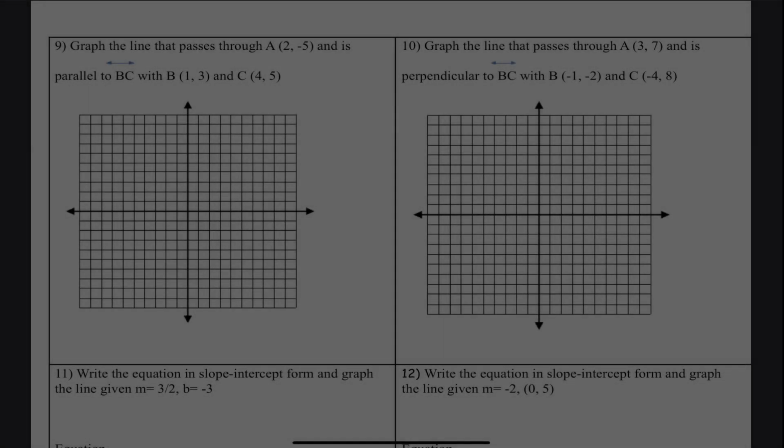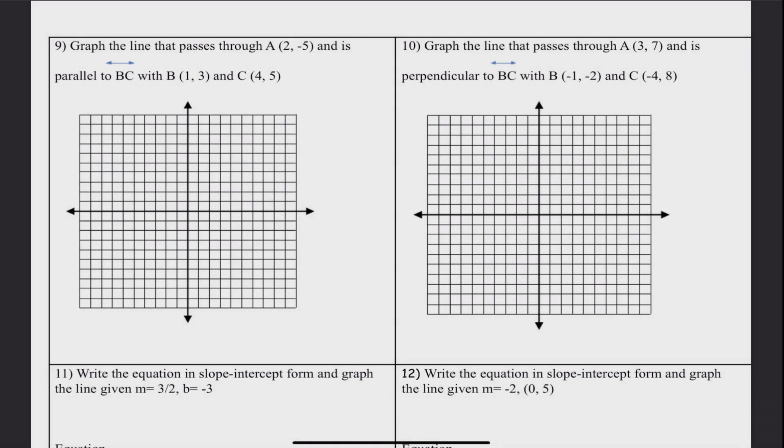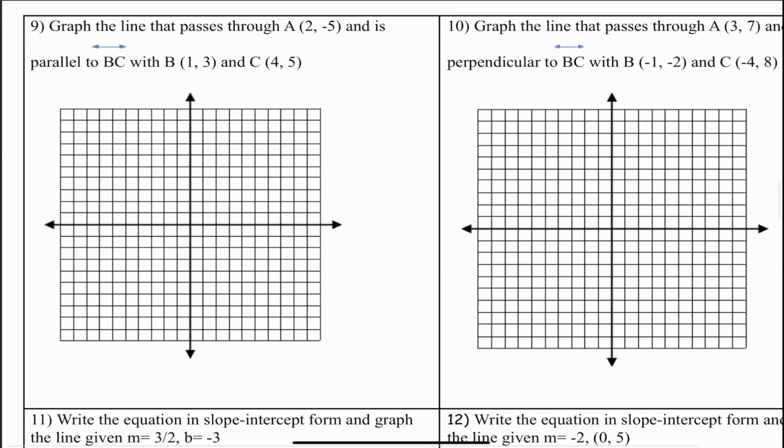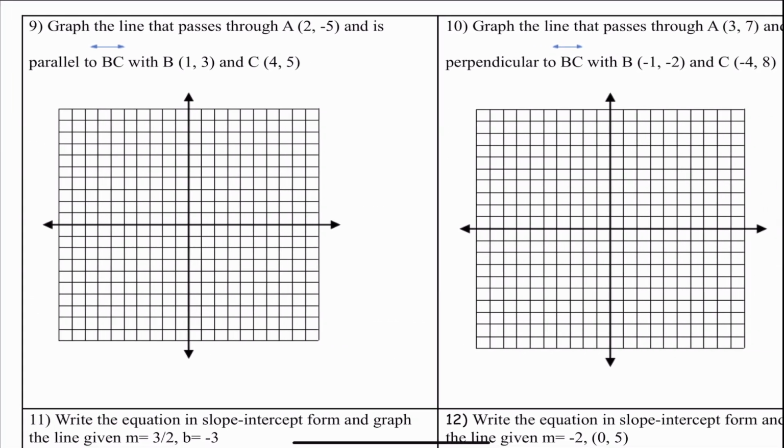Welcome back. Let's go ahead and take a look at the third page of the Unit 2 test review. We got number 9 over here. Graph the line that passes through point A, which is 2 comma negative 5, and is parallel to line BC, where point B is 1 comma 3, and C is 4 comma 5.